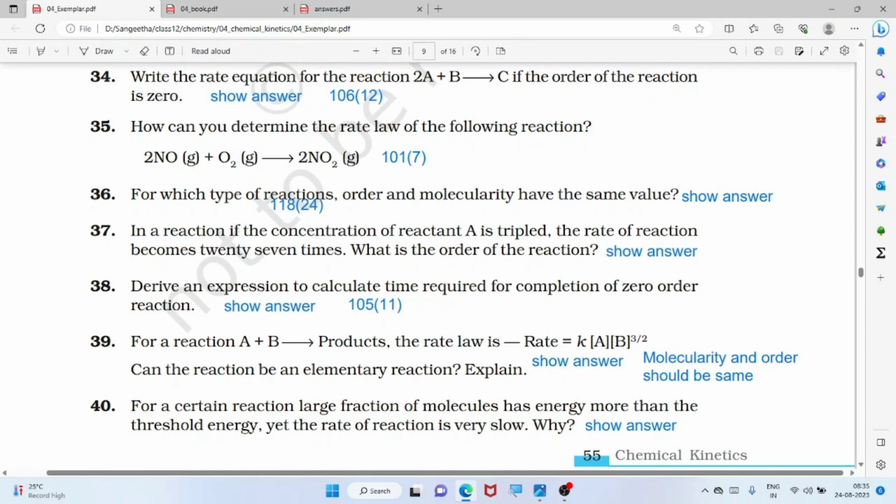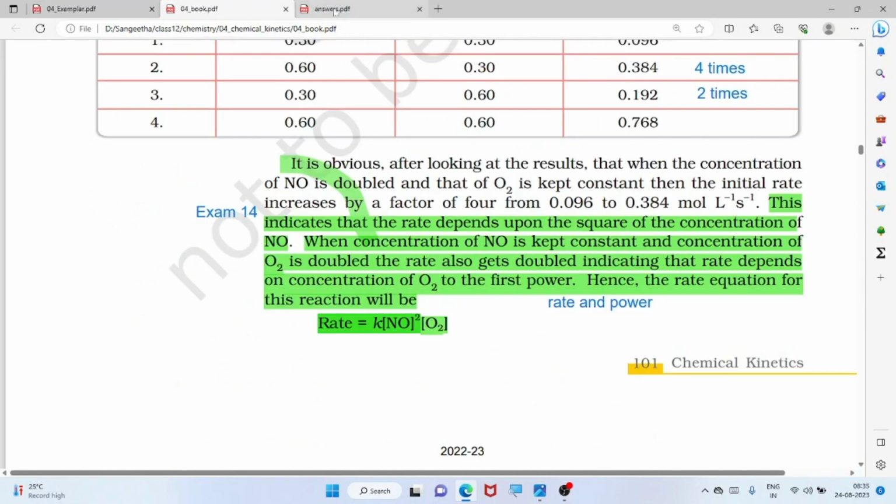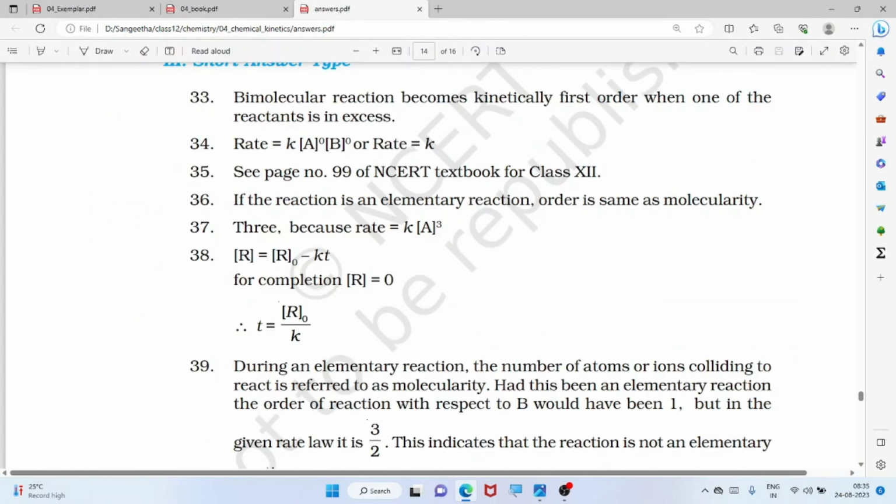For which type of reaction do order and molecularity have the same value? That is for the elementary reaction, that is a one step reaction. If the reaction is elementary, the order is the same as the molecularity.